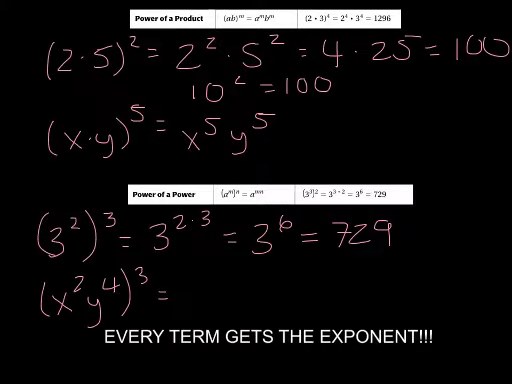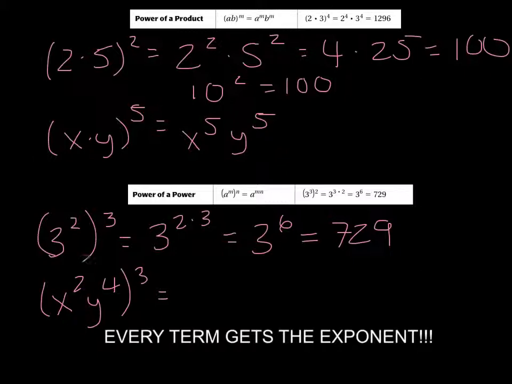Now, to up the ante a little bit here, we have x squared times y to the 4th, all raised to the third power. Now, the key thing to remember with both of these properties is that every term gets the exponent. So when we have multiple terms in the power of product rule, the a and the b both get the m power. In the power of a power property, if we have multiple terms, like x squared, y to the 4th, all raised to the third power, every term gets the exponent.